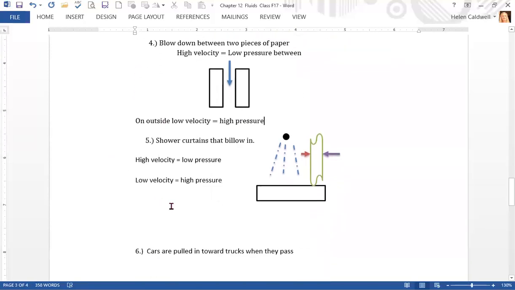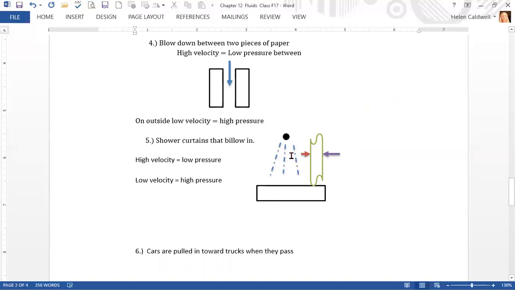Shower curtains billowing in. Maybe you've been lucky enough that you've never been in a shower where you turn it on and suddenly the shower curtain sticks to your body. I've found this especially at camp. Seems that the camp showers are too small, and I don't know, the shower curtains are cheap. What can I say? So here is our shower pan. Here's our shower head. The blue water is trickling out.